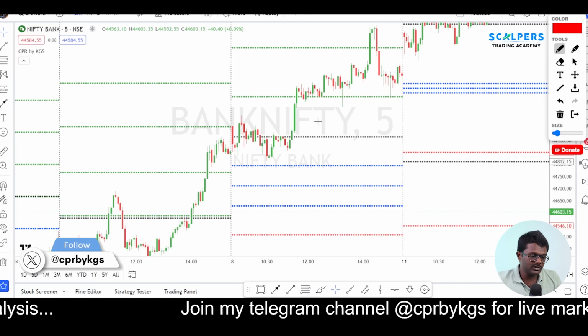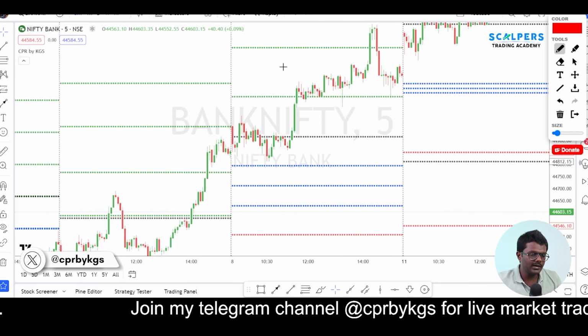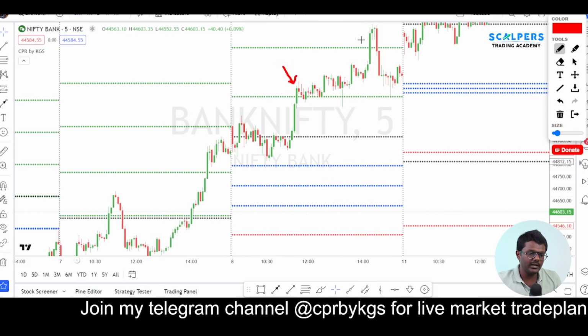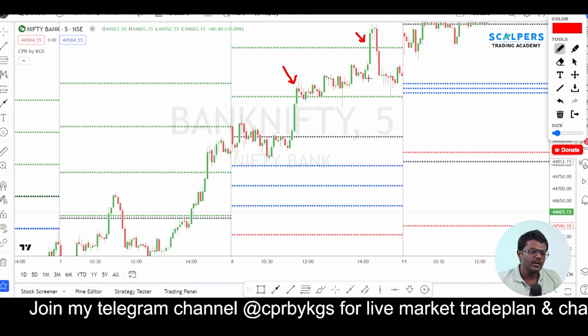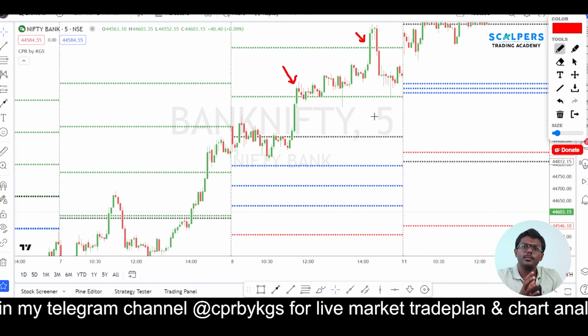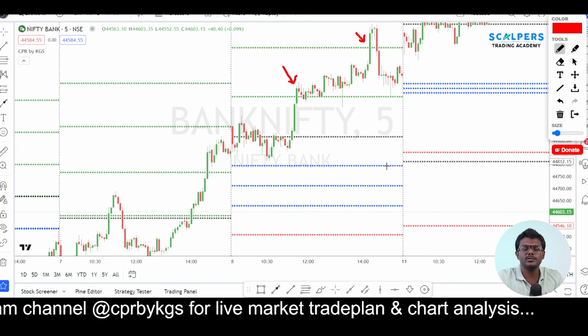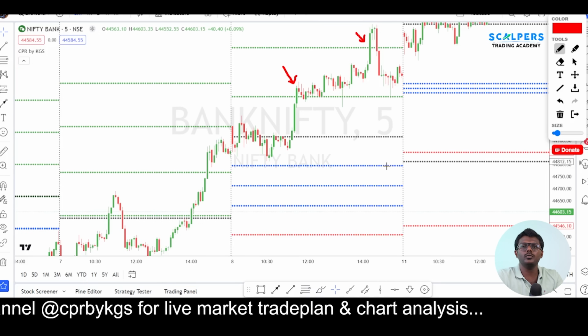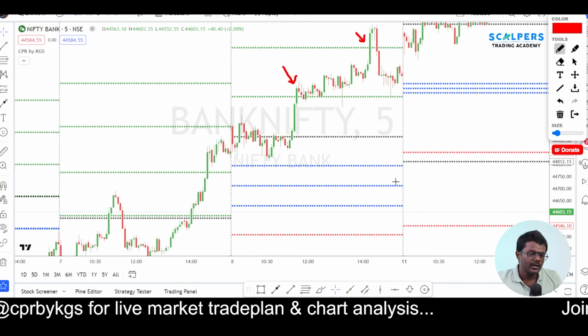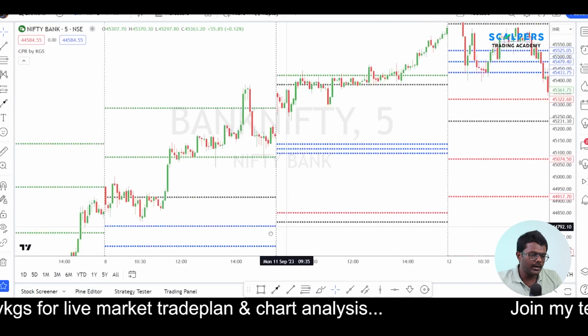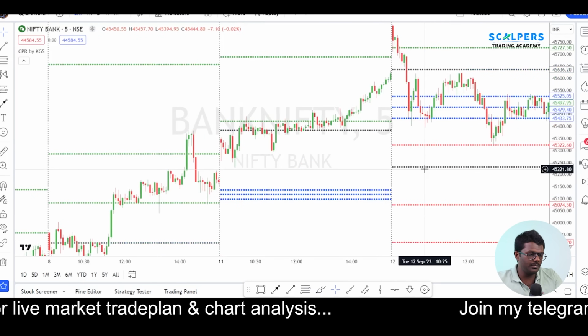Though my target is reached, look at the time. I am taking an entry around 12 o'clock and my target is getting reached around 2:30. So nearly I am waiting for my target for more than 2 hours. So this is where your risk management comes into play and you have to trade with lesser quantity. Right, so 8th September is done and on 11th September it is a narrow CPR.